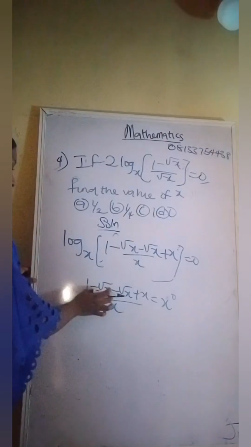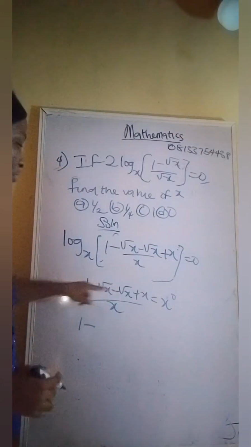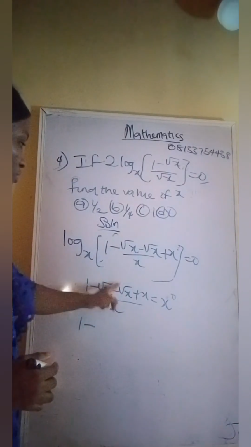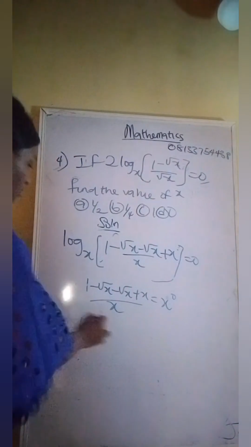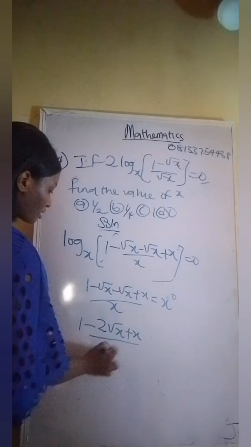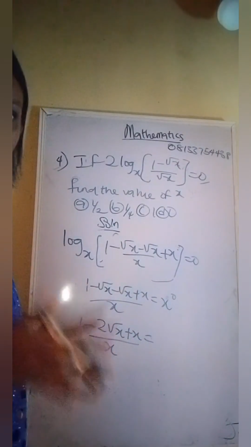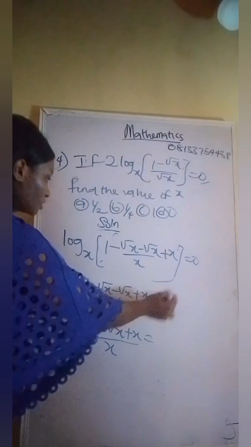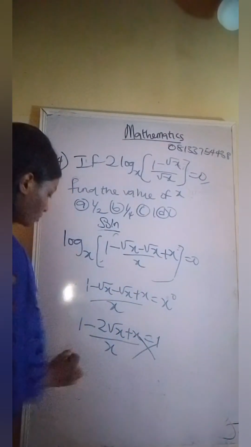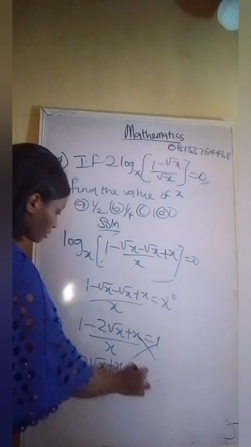So now let's collect like terms. So that will be 1 minus times minus. You know, it's minus root x minus root x. There is 1 here that is close to this one square root. That will be 2 root x. So that will be 2 root x plus x over x equals to, any number raised to power 0 is always 1. So this is 1. Are you seeing it now? So we can just collect like terms. So that will be 1 minus 2 root x plus x equals to x.